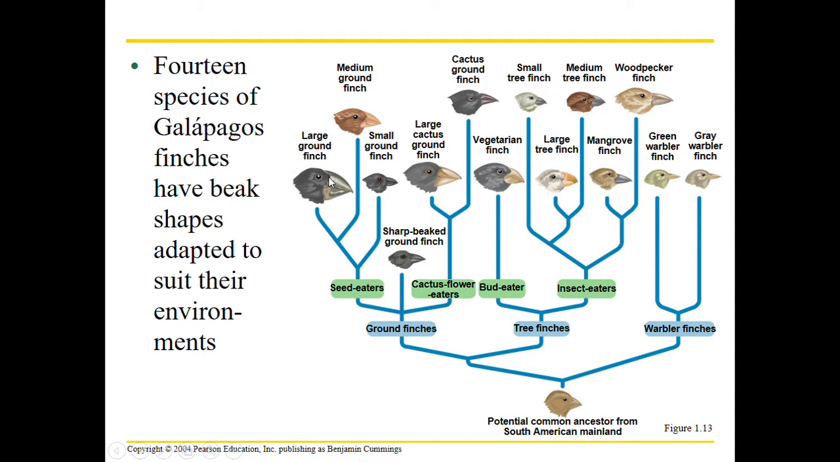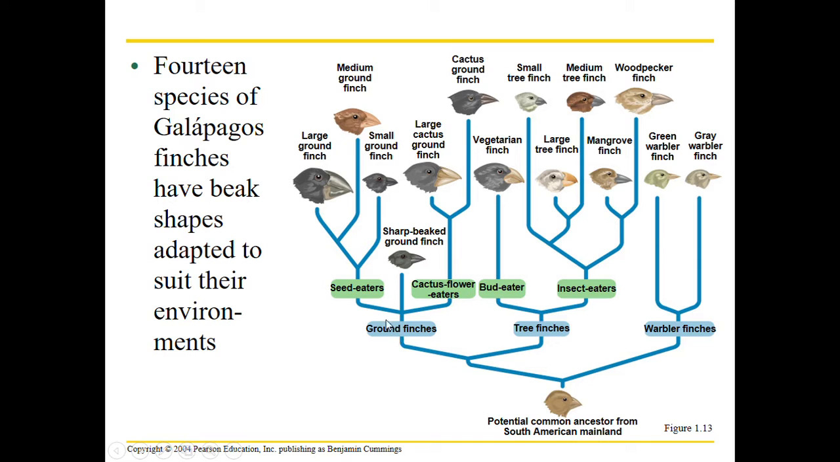Let's just look at the two extremes right here. We see this large ground finch, huge beak, probably really great at cracking nuts and using that as its main food source. Here we see a gray warbler finch, the smaller pointed beak, which probably meant that he ate little insects from trees. And he saw these on all these different islands and how these beak shapes differed with the different food sources that were available.